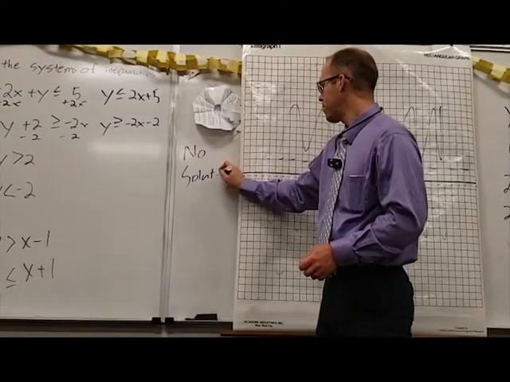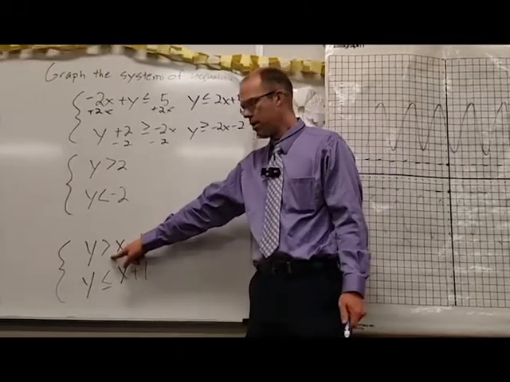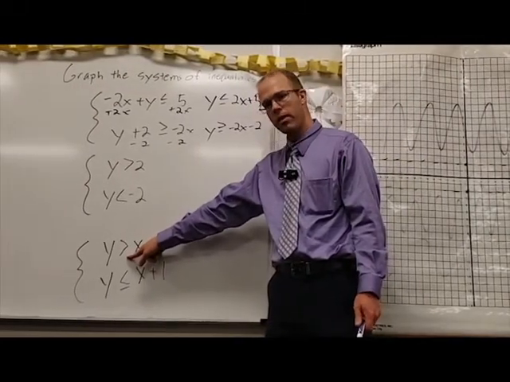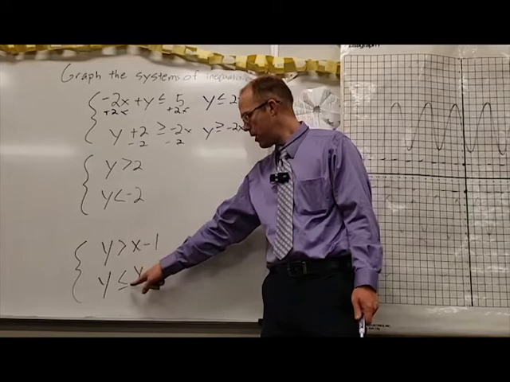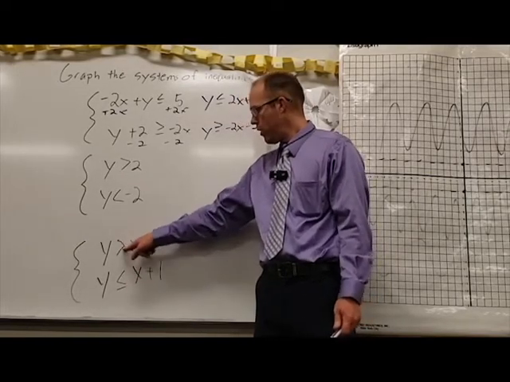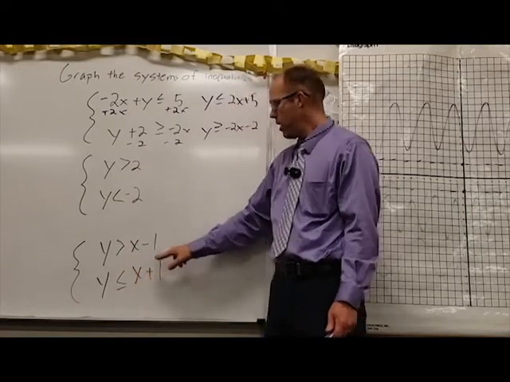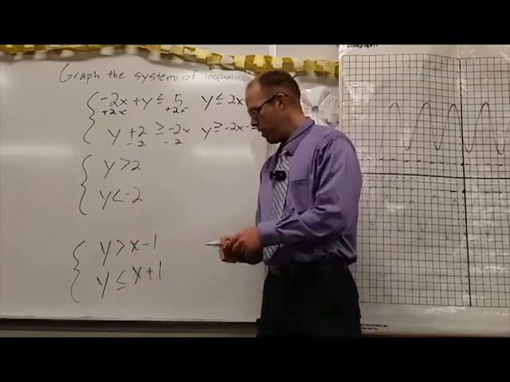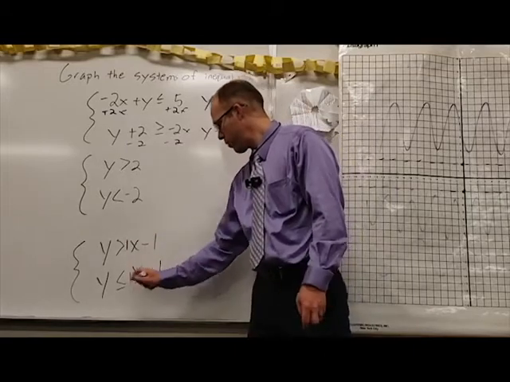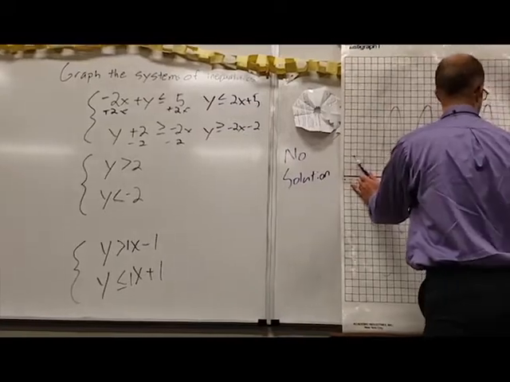All right. Now let's take a look at this one. Our line on this one is going to be dashed because we're not allowing it to be equal. Our line on this one is going to be solid because we're allowing it to be equal. This one we're going to shade above. This one we're going to shade below. Our y-intercepts and slopes are here. Slope on both of these is 1. All right, let's take a look at what those look like.